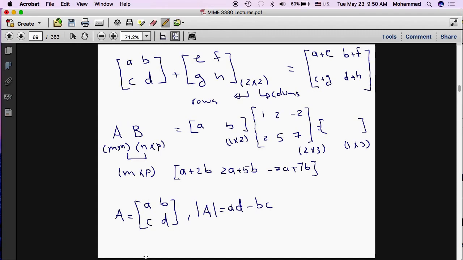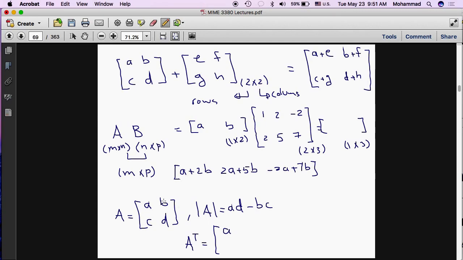The next thing is A transpose. What is A transpose? A transpose means rows and columns switch. So this element, lowercase a, is at what row and what column? A is at row 1, column 1. So if you change row and column of that element, it's still at row 1, column 1. So in the transpose form, it's right here.